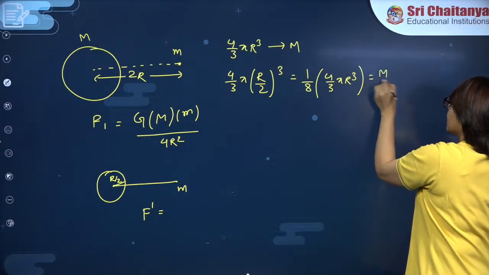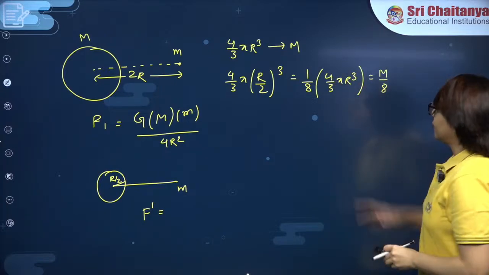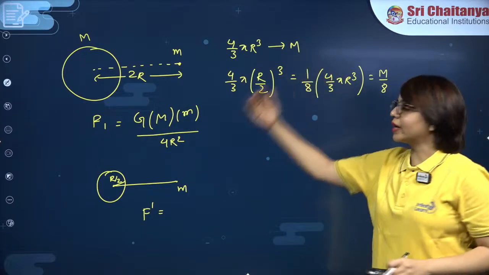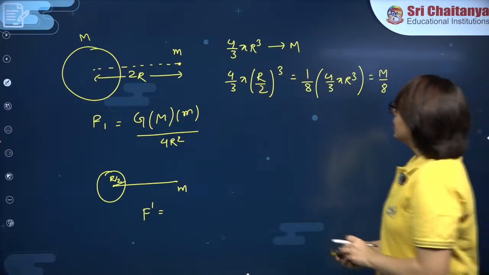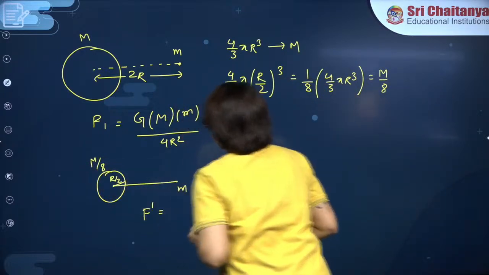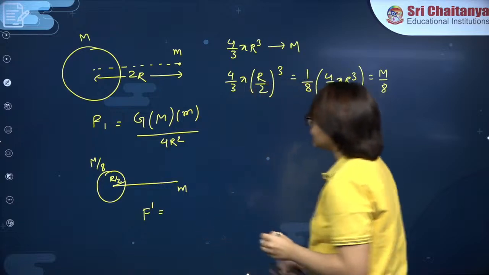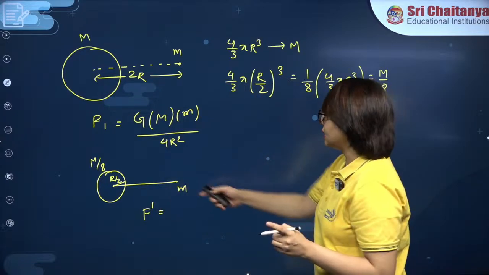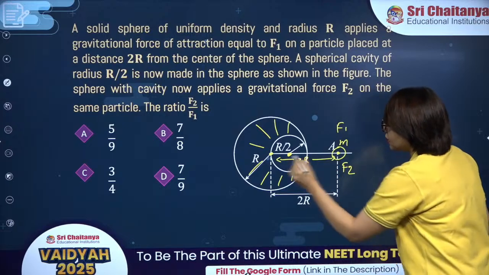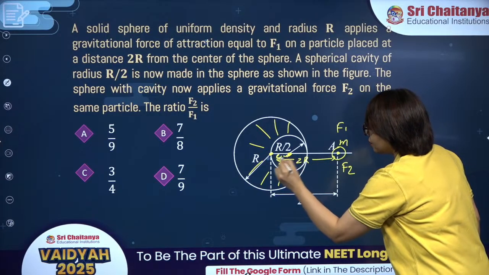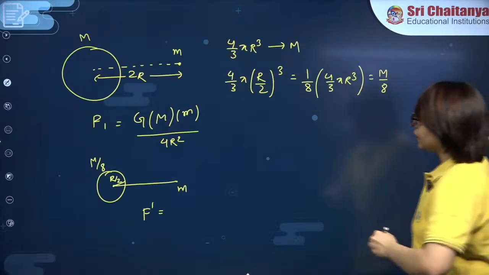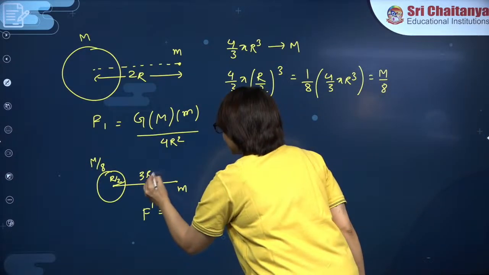So this will be m by 8, right? We are removing 1/8 of the total volume, so basically we are removing 1/8 of the mass over here. The mass of this removed portion is m by 8, and the separation between the center of the removed portion and small m is 3r by 2. Because this is the center of the removed portion, you have to remove r by 2 from here. So the remaining distance will be 3r by 2, right?